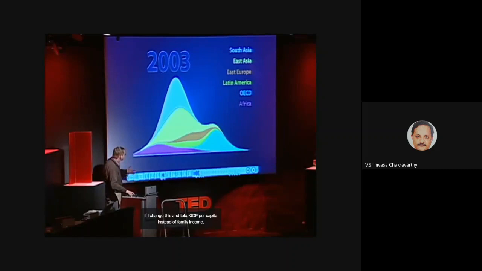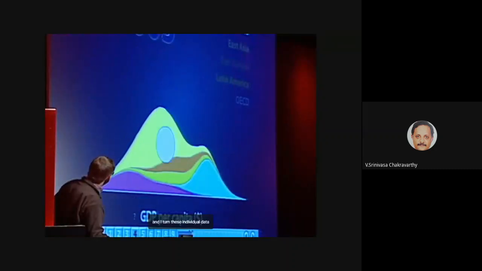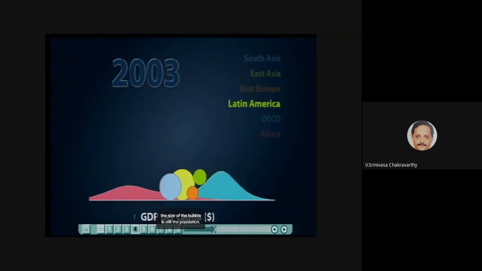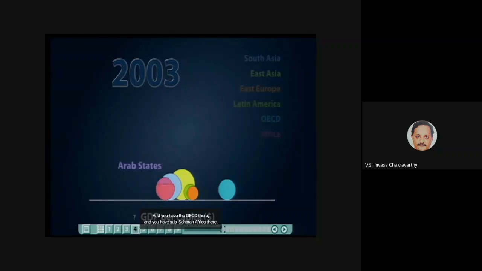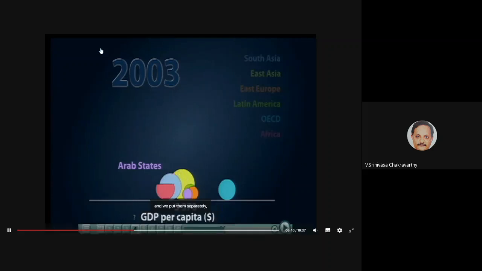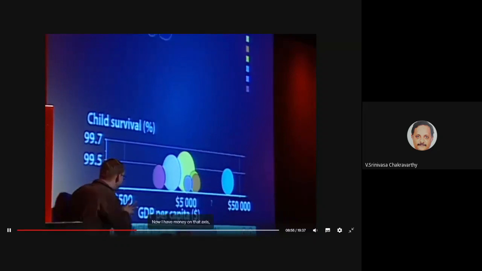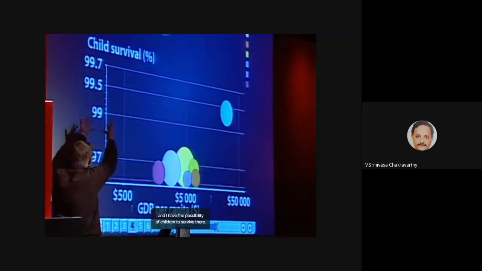If I change this and take GDP per capita instead of family income, and turn these individual data into regional data of gross domestic product, the size of the bubble is still the population. You have the OECD there, and sub-Saharan Africa there, and we take off the Arab states, coming both from Africa and from Asia, and put them separately. I can expand this axis and give it a new dimension by adding social values, child survival. Now I have money on that axis, and the possibility of children to survive there.